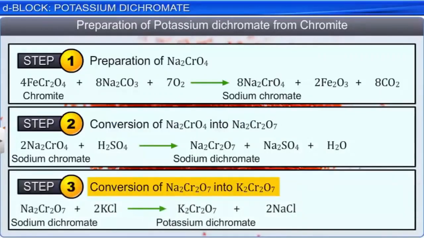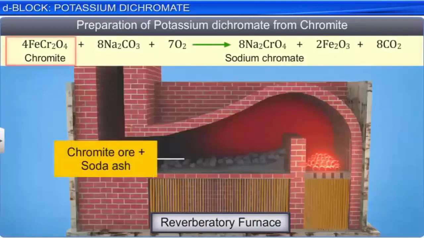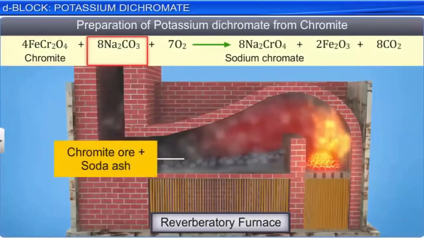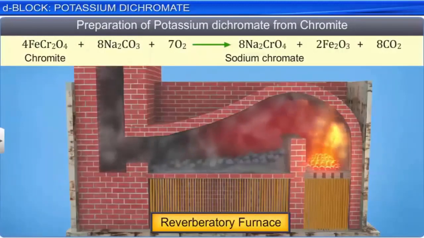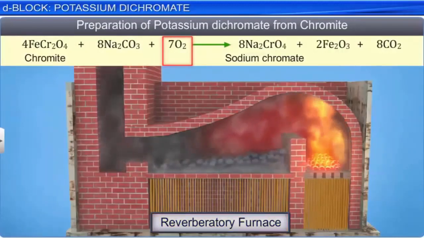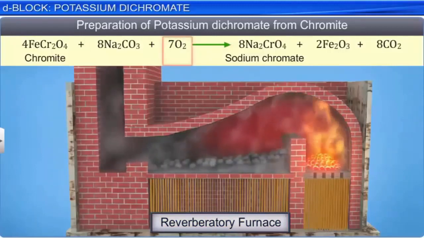Let us see the process in detail. Finely powdered chromite ore is mixed with soda ash and then roasted in a reverberatory or rotating furnace in excess of air. The mass turns yellow due to the formation of sodium chromate.